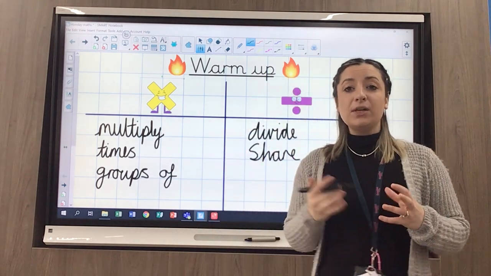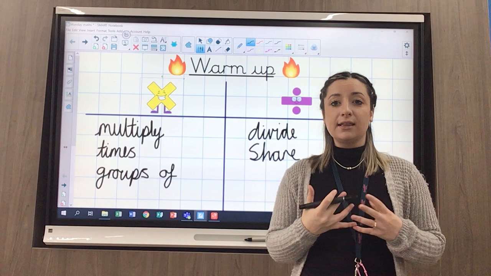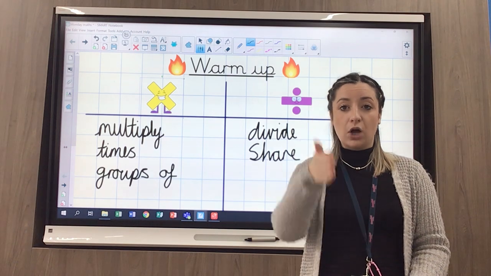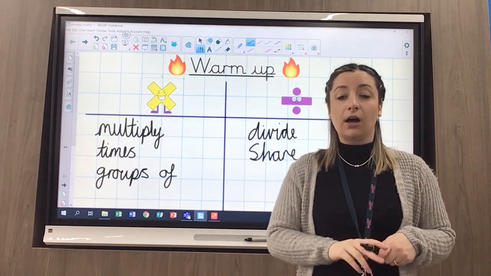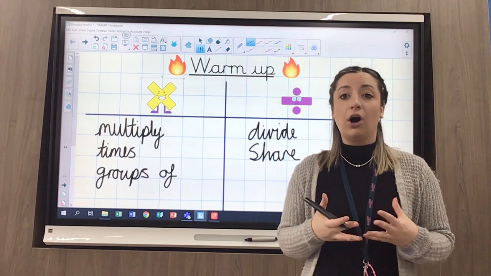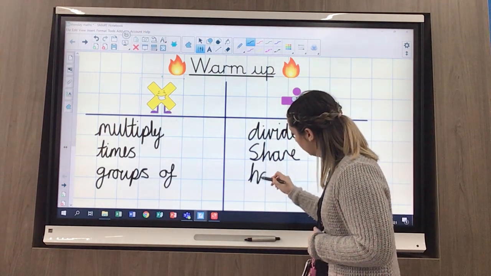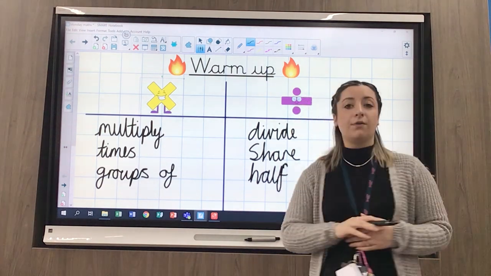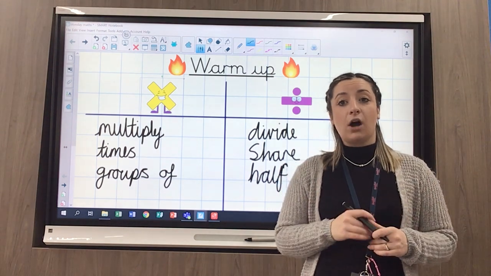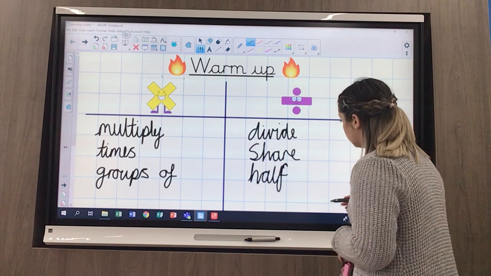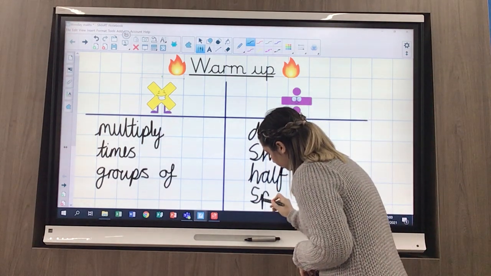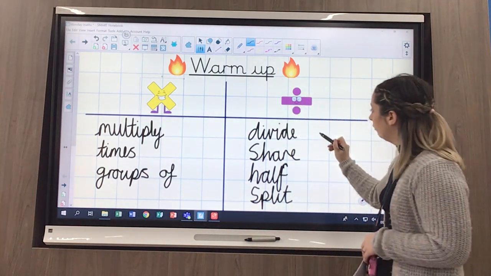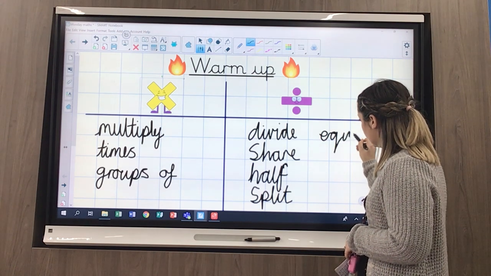Okay, wonderful. Now, if we were dividing by 2, there was another thing that I said we do. So when we're dividing by 2, we can share it, but we are also doing what to it? We are halving, aren't we? So if we divide by 2, we are halving. So we can also use that word as well. So I'm going to put half. Ooh, half down there as well. Other words that you could have got as well are split. So it might be to split. Okay, and we could have equal groups. We looked at them as well, didn't we?